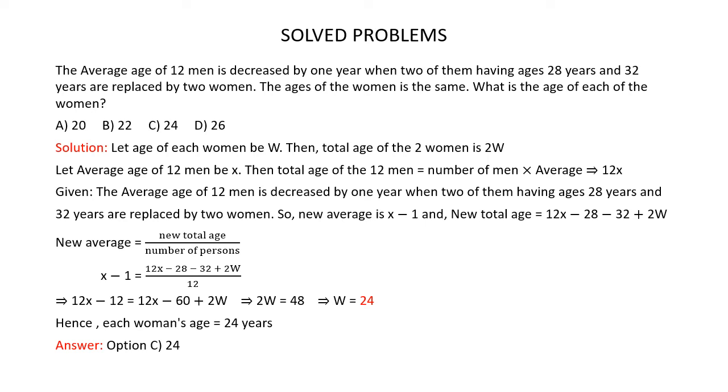Now we know that new average is equal to new total age divided by number of persons. We know the value of new average. We know what is the new total age. Now the number of persons remains 12 because 2 men are replaced by 2 women. So substituting all these in the formula, we get x minus 1 is equal to (12x minus 28 minus 32 plus 2w) divided by 12. On cross multiplication and solving, we get W is equal to 24. Hence, each woman's age is 24 years. The correct answer is option C, 24.